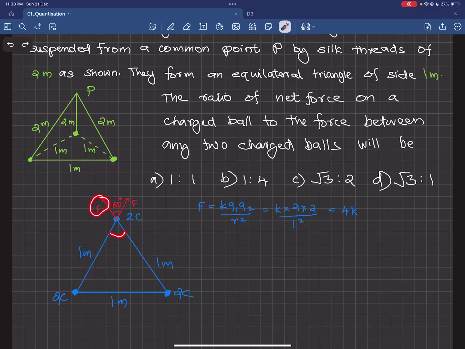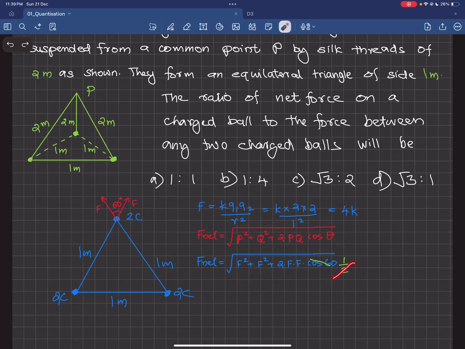Since it is an equilateral triangle, the angle between these two sides will be 60 degree. So this will also be 60 degree. What to do next? We have to find the net force experienced on one of the charges from the other two. By vector rule, net force experienced will be the square root of P square plus Q square plus 2PQ cos theta. Plugging the values, value of P, we just take it as F. So it will be F square plus another F square plus 2F square cos, the angle between the two is 60, and we know cos 60 is half.